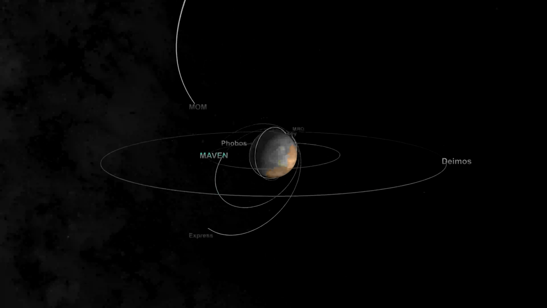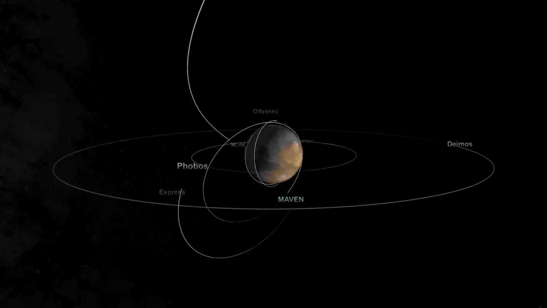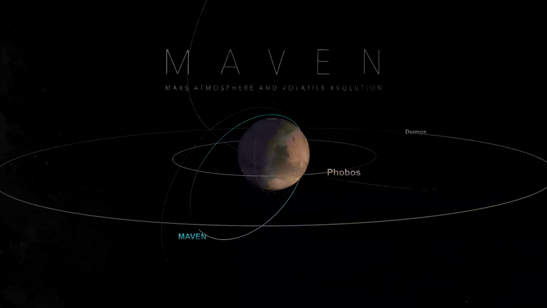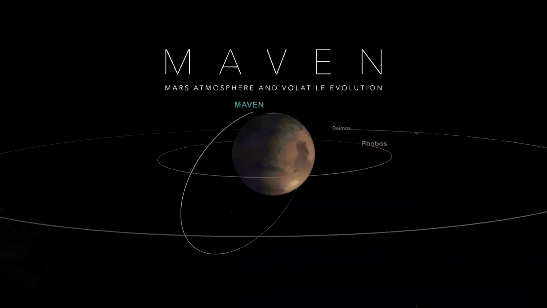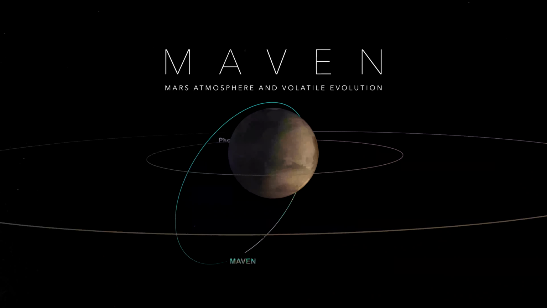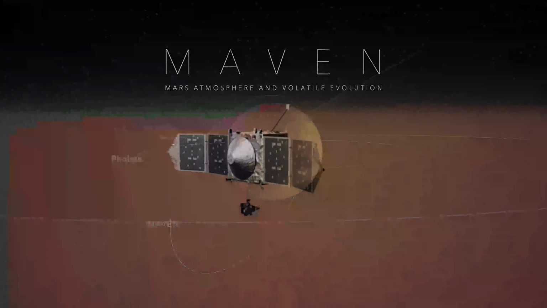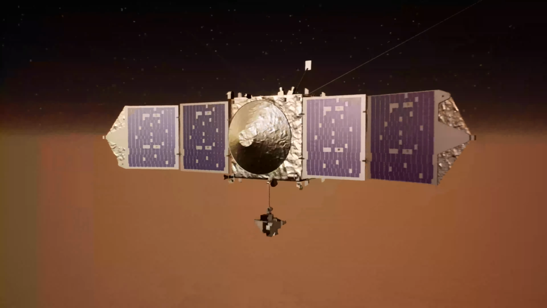Maven is a spacecraft that's orbiting Mars. It's been there since 2014. Maven, in this case, is an acronym. It stands for Mars, Atmosphere, and Volatile Evolution. And this gives a clue as to what Maven's real goal is. It's to study the top of the atmosphere and how the gases in the top of the atmosphere might escape from Mars away to space.